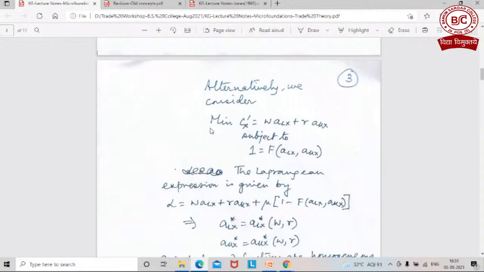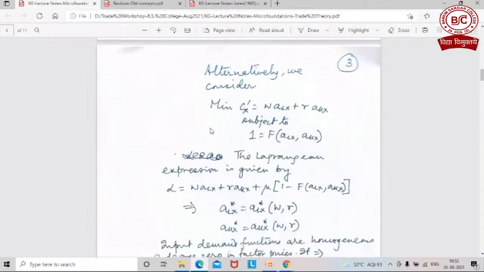Yes, sir. Now, without loss of generality, you can select lambda to be equal to 1 by R. If you select lambda to be equal to 1 by R, then what is ALX star? It becomes ALX star as a function of W divided by R, 1. So 1 doesn't mean anything. So it's a function of W divided by R. So it doesn't matter whether we write W, R or W divided by R, because input demand functions are homogeneous of degree zero in prices. Is it okay? Any question now in this regard? Any confusion? No, sir. Clear. So that's why it doesn't matter. We can write it both ways.